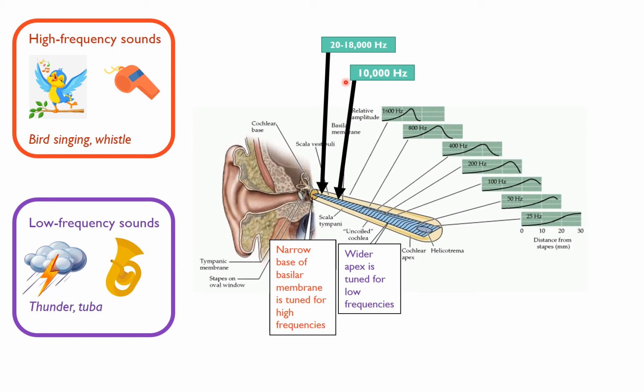And this is showing you the sound ranges that will induce maximal motion at different lengths along the basilar membrane, with highest frequency sounds nearest the base, and then as you progress towards the apex, the frequency of sound decreases. Examples of high frequency sounds include very high-pitched noises, such as birdsong or a whistle. An example of low frequency sounds are low pitch sounds, such as thunder or a tuba.